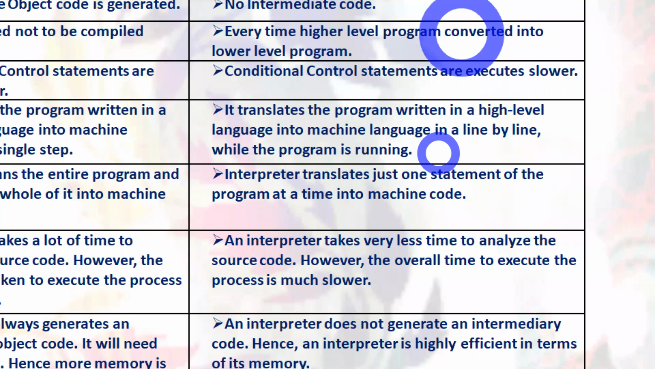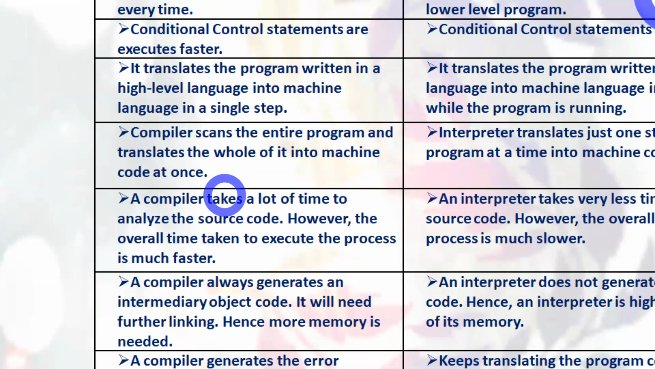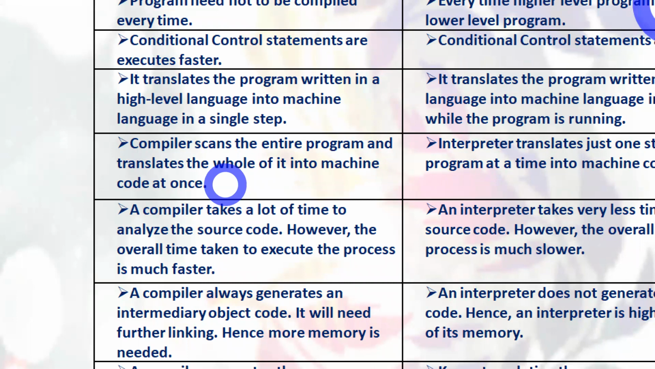If there are any errors, it provides a solution to fix the issues, and it generates machine level code successfully. Coming to the compiler, the compiler scans the entire program and translates the whole of it into machine code at once. But here one problem is there.